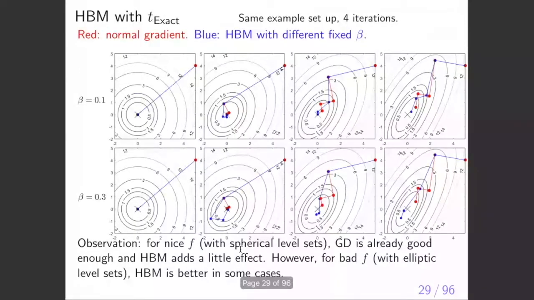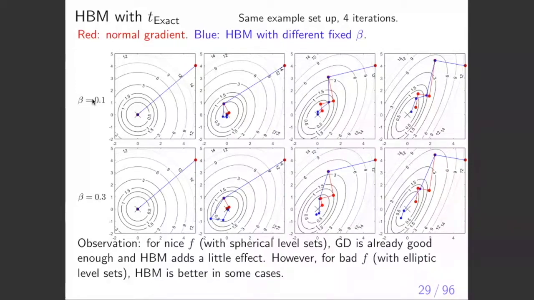This is an illustration. Red is a normal gradient. Blue is HBM with a fixed beta. And I only show the 4 iterations. For this example, you can see red and blue go to the solution point in one step, the same. But if you look at this one, this is more elliptic. For the red one, it's the normal gradient. You can see it zigzag. But for the blue one, compared to the red one, it zigzags less along this line. So that's why the blue one goes to the solution point faster than the red one.